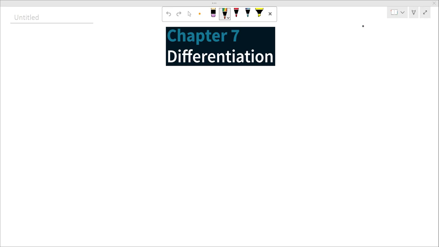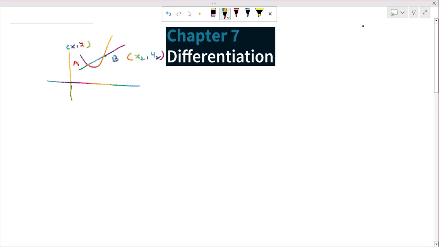So what is meant by gradient? First of all, see here. Suppose I am taking a curve, and on it a line. This point is A, (x1, y1), and this point B will be (x2, y2). This is x1 and this is x2, and these are y2 and y1. Now, if I draw a line perpendicular to this, like this.